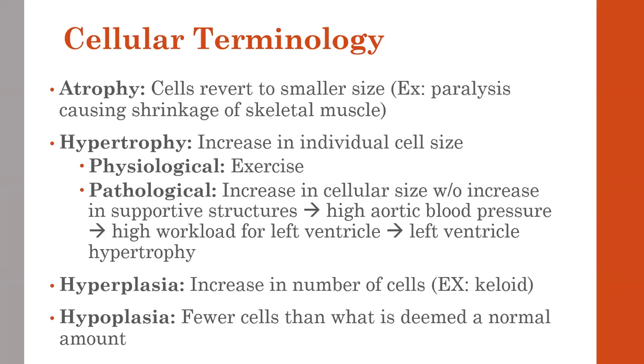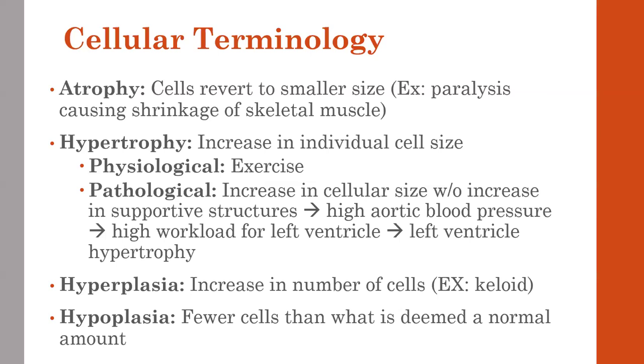When cells start to atrophy, they shrink to a smaller size. So in situations where you have a cast, the muscles will actually shrink to a smaller size as a result of not being able to move from being in the cast. Hypertrophy is an increase in individual cell size. Sometimes we do this on purpose, and this would be a physiological increase, such as from exercise. However, in situations where you're not exercising, trying to get an increase in muscle size, it can be pathological.